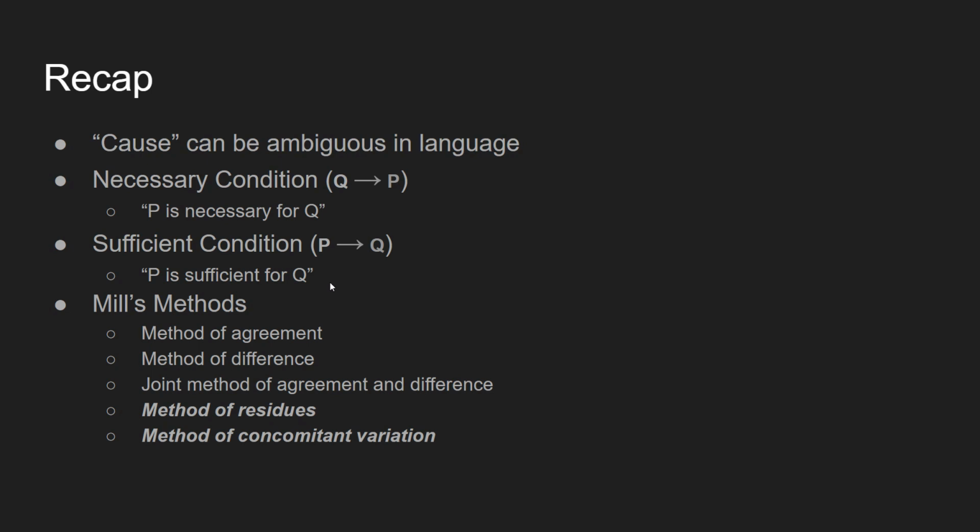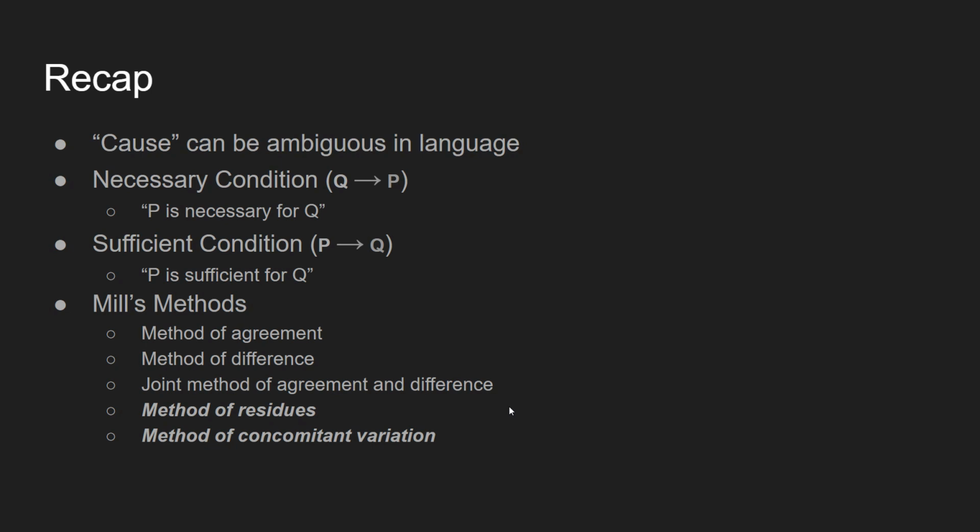Then we talked about Mill's methods: the method of agreement, the method of difference, and the joint method of agreement and difference. And those three were to do with the complete presence or absence of a phenomenon and certain causes. And again, they were kind of probabilistic. The conclusions that we could draw from them were tentative at best.